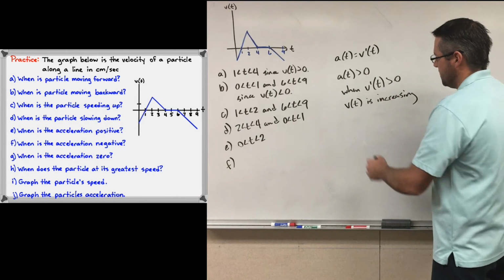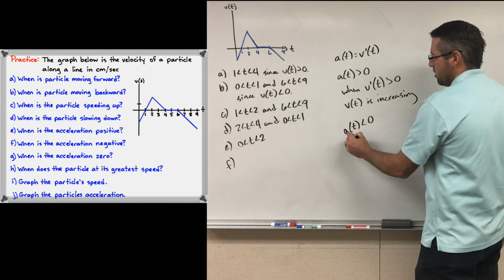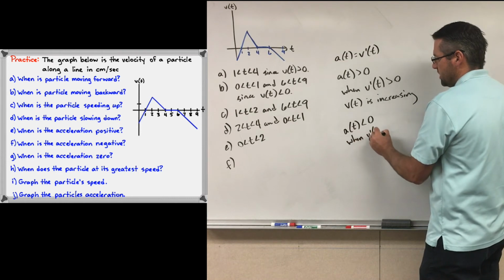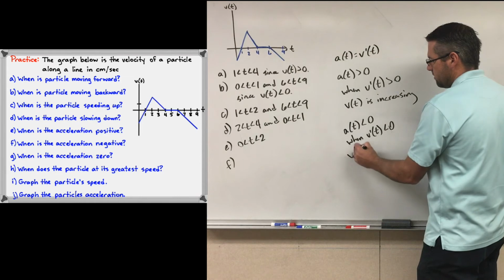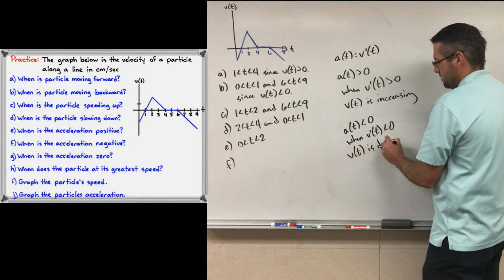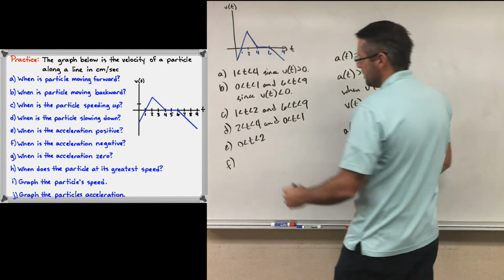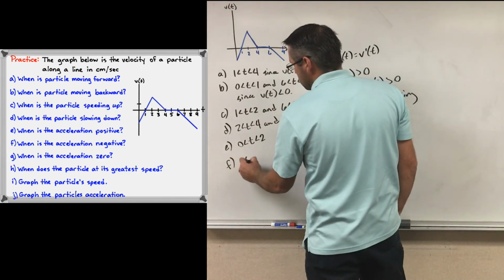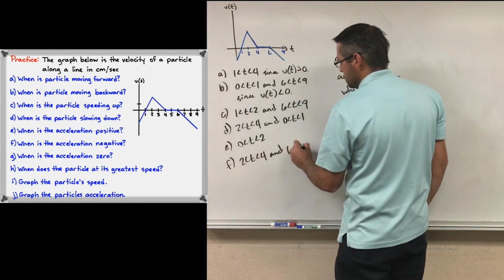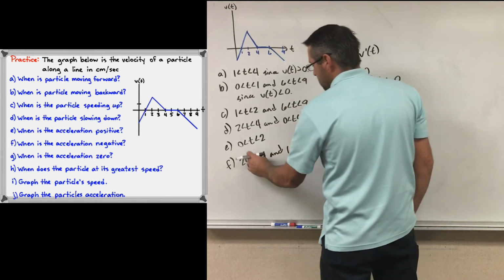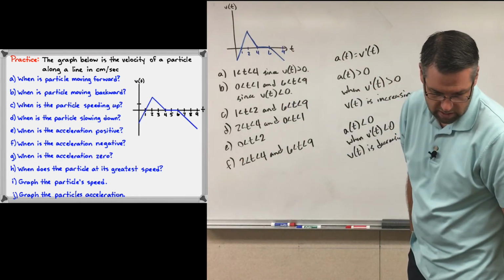Well, it would be the opposite of this. Acceleration is negative when v prime of t, because that's acceleration, is negative, which implies that v is decreasing. So if you see v decreasing, then our acceleration is negative. So we'd say from 2 to 4 and from 6 to 9. Okay? So that is when acceleration is negative.